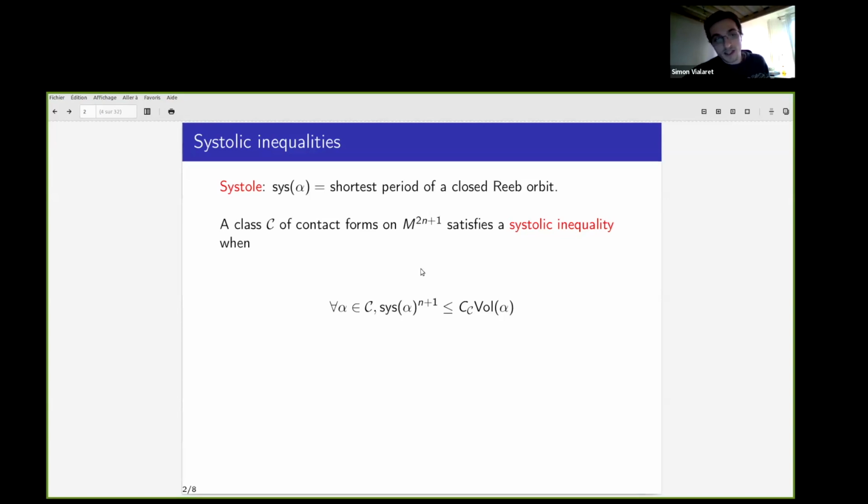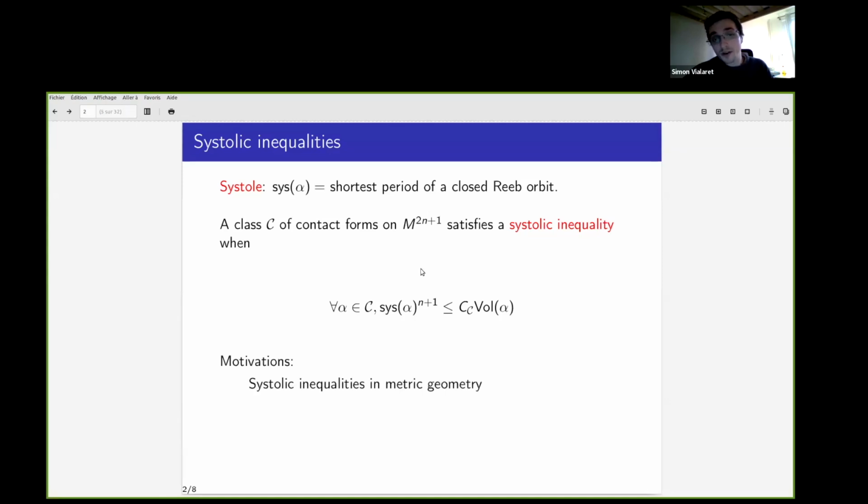So imagine that we normalize our contact form so that it has volume 1. Then this kind of statement says that all contact forms in the given class admit a periodic orbit with period uniformly bounded. So for a class of contact forms to satisfy a systolic inequality, it's a statement about existence of short periodic orbits. The point of today is to give some situations in which we have systolic inequalities. And first, let me say a few words about motivations.